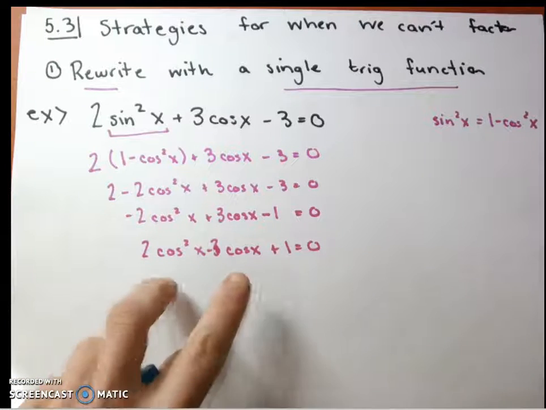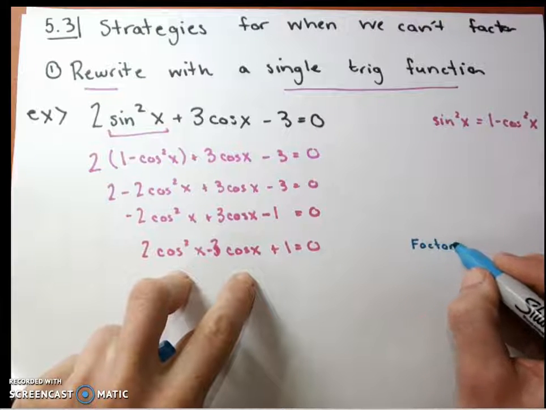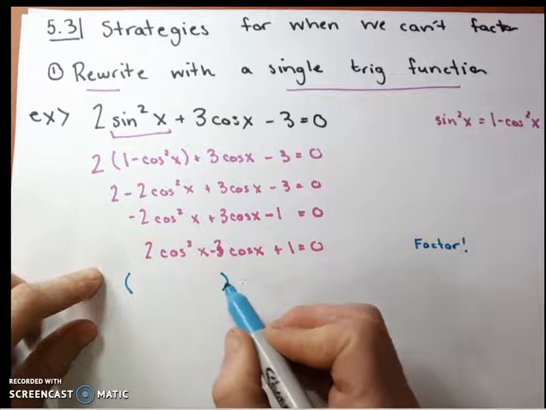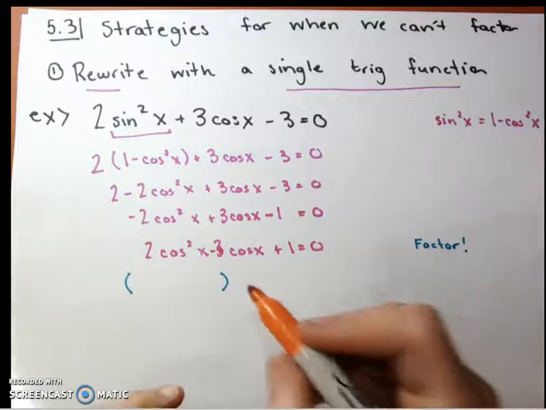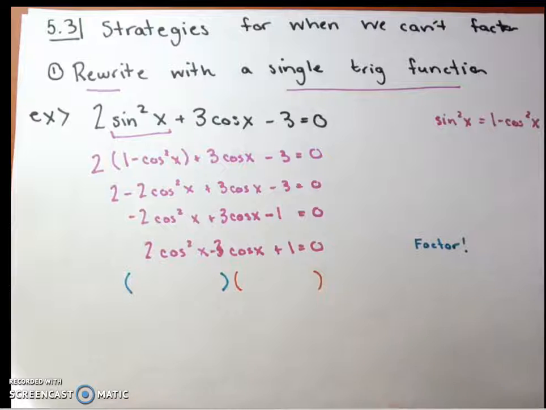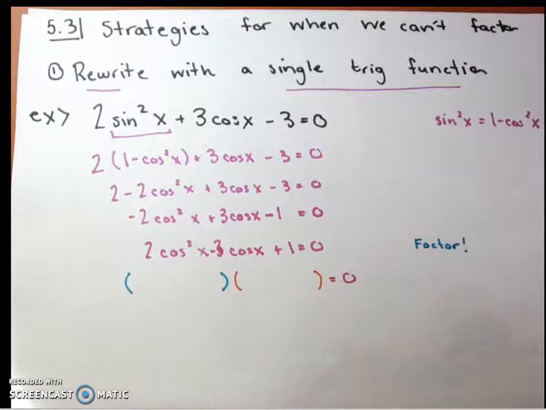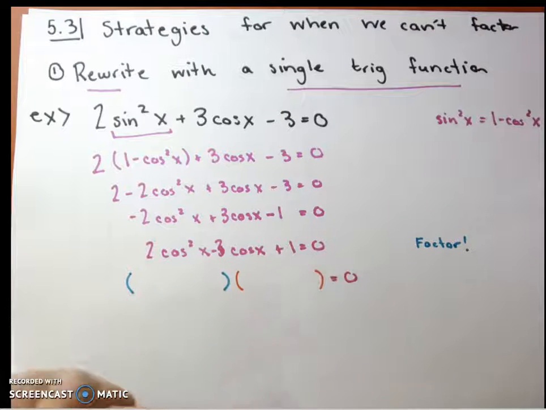So now this looks like an equation from the last video. I can factor it. So I'm going to separate it into two different terms, a blue term and an orange term. And those terms have to equal 0. So then I'll have two hopefully simpler equations to solve by setting the blue equal to 0 and the orange equal to 0.